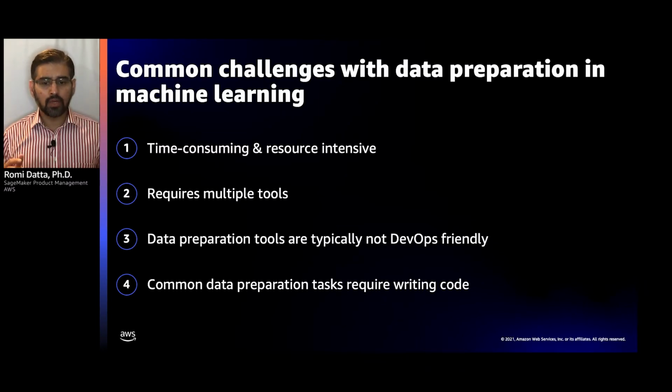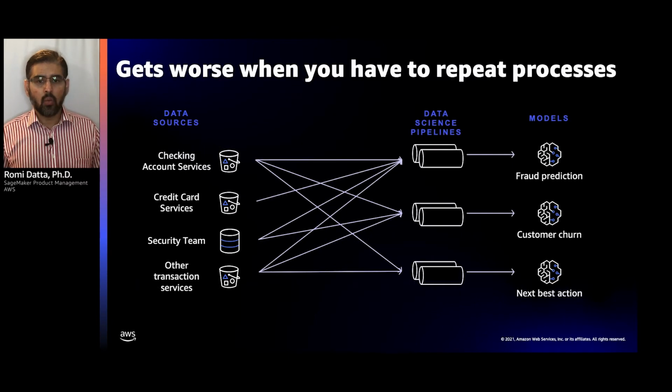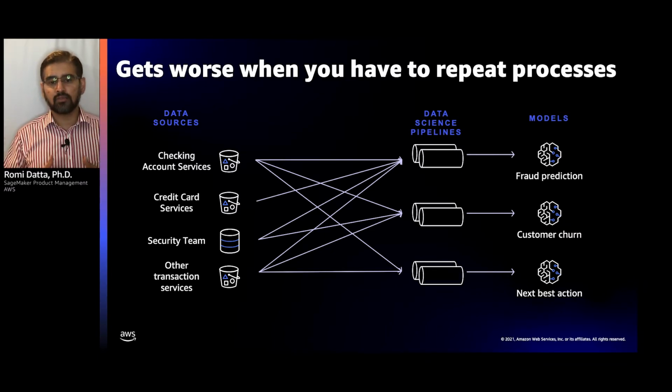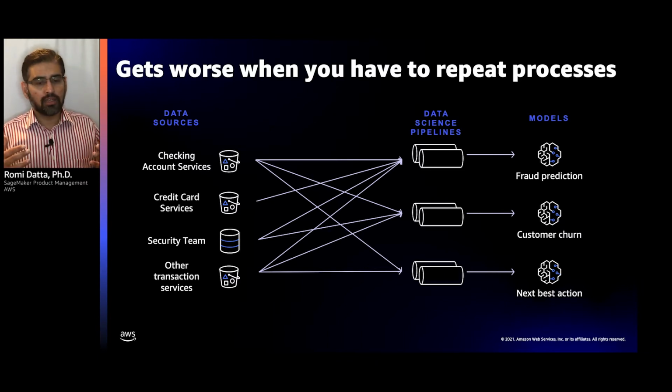And it gets even worse in large organizations, where different parts of the organization or different teams would probably be repeating the same process. This shows a financial services firm with multiple teams having their own data sources, as well as pulling from data sources of other teams. So you have a checking account team, you have the credit card services team, and they're all probably repeating some of the processes, and just, as we call it, reinventing the wheel or duplicating the work.